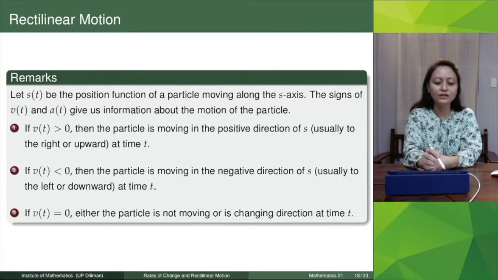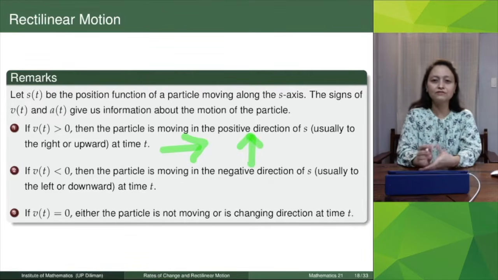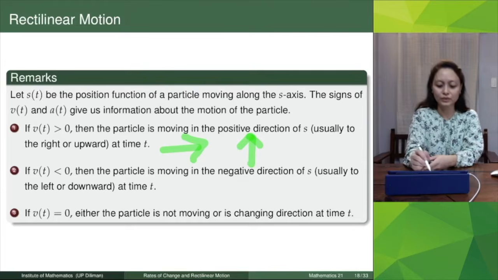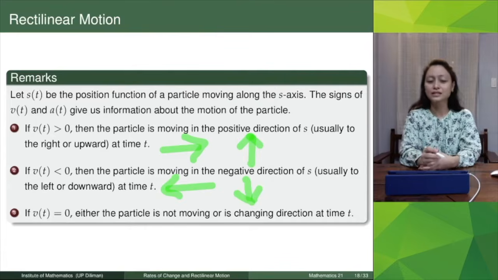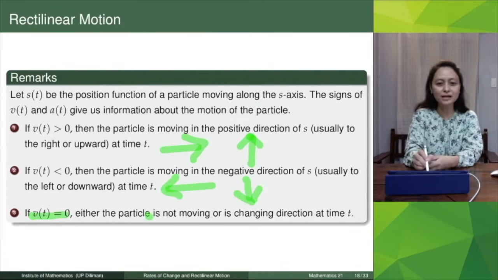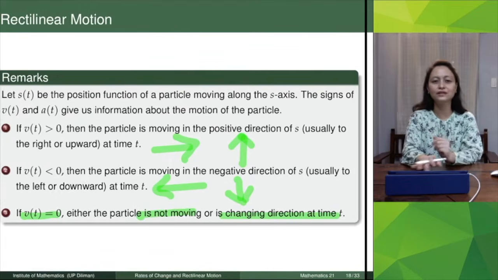Unahin natin yung velocity. If the velocity is positive, then the particle is moving in the positive direction of s. Ang usual na positive direction ay to the right or upward. Next, if the velocity is negative, then the particle is moving in the negative direction of s, usually to the left or downward, at time t. If the velocity is 0, either the particle is not moving or it is changing direction. So, this is for the velocity.